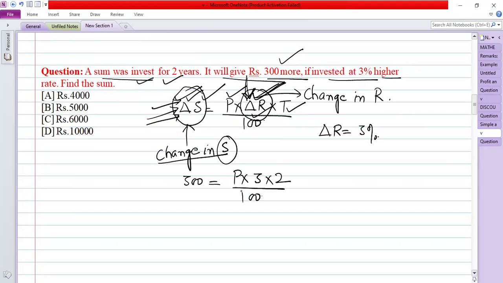So this one we can very well solve. From here, what will be P? This 3 will go out with this. And obviously the answer will be 5,000 rupees. So this will be the answer.